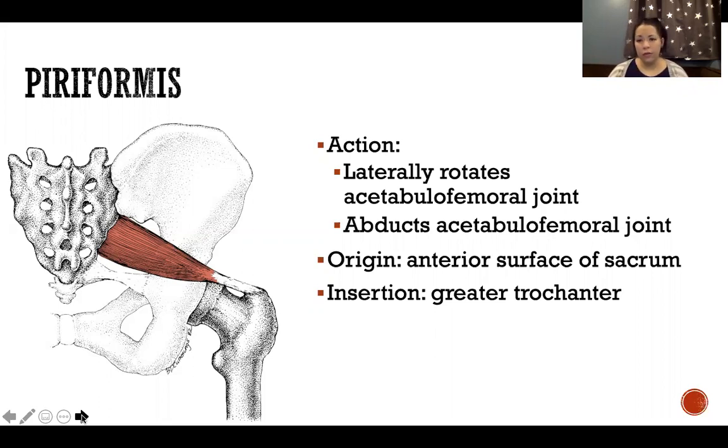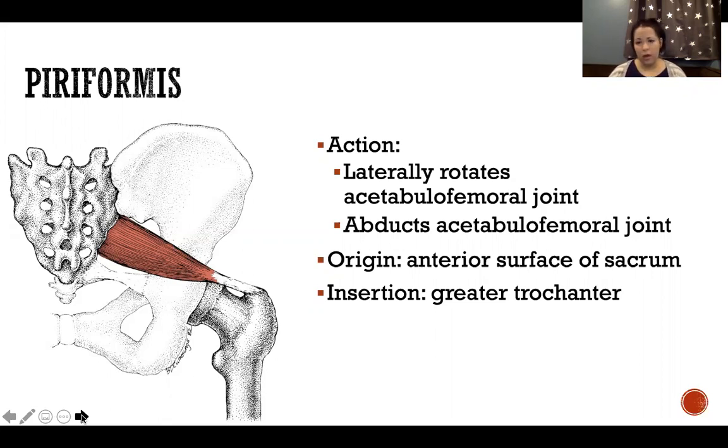Although this is in the gluteal region, it is not considered a gluteal muscle. Only the three muscles that say gluteus in them are considered gluteal muscles. This is considered a deep lateral rotator of the hip. So it laterally rotates and abducts.